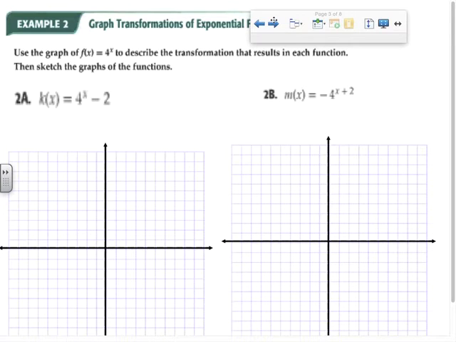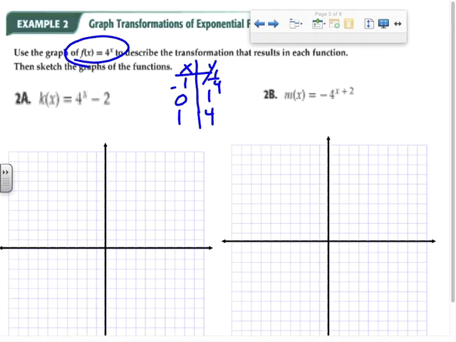if I consider this my parent function, and I realize a few points that it is going to go through, it's going to go through (-1, 1/4), (0, 1), and (1, 4). So if I consider those 3 points, what I'm basically looking at is how am I transforming those 3 points based on the additional h or k or positives or negatives thrown in.